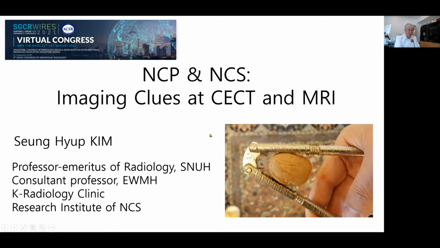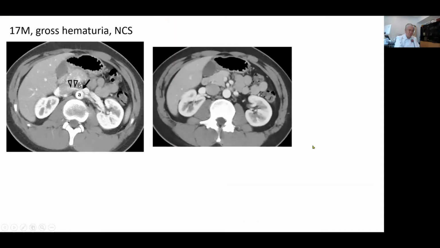Nutcracker phenomenon is just a phenomenon of compression of the left renal vein between the aorta and superior mesenteric artery, and if that patient has symptoms or signs related to this phenomenon, we call it Nutcracker syndrome.